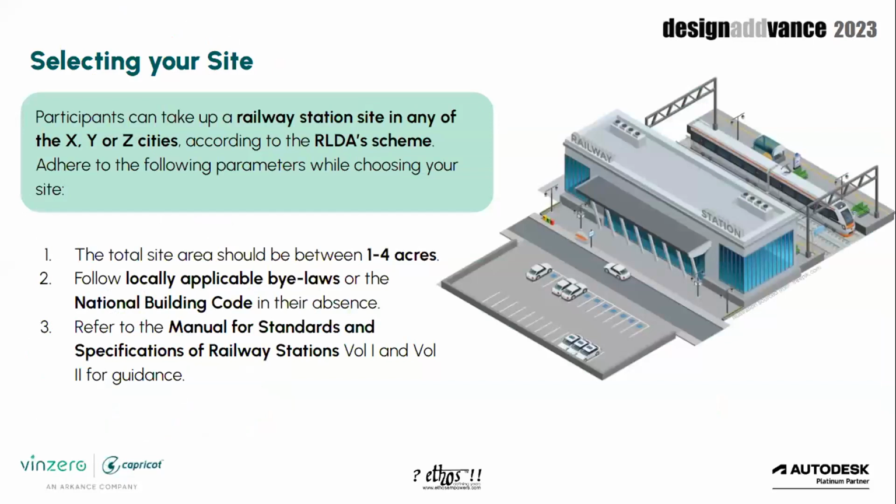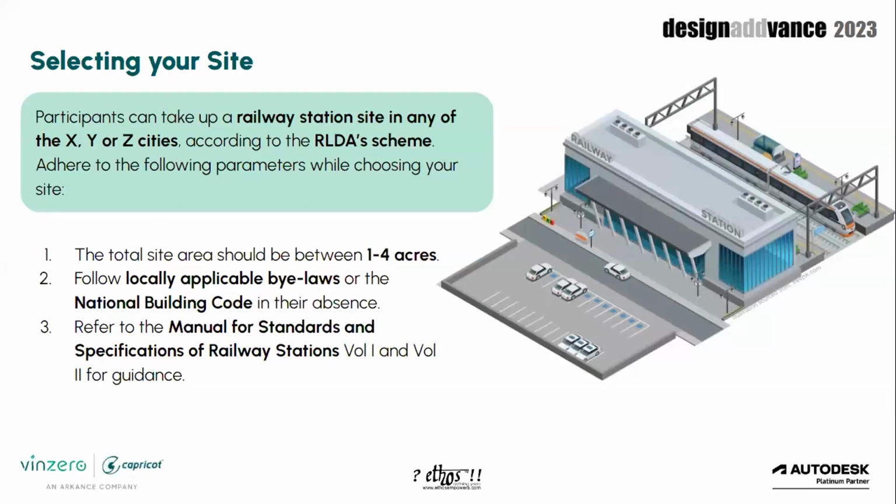How do you go about selecting your sites? Either you can choose the RLDA list of sites that are attached with the design advanced brief, or if you're choosing your own site, let's say you have a site that you think needs interventions, that is the kind of intervention stated in the design advanced brief, but you cannot find it in the RLDA list, you can still pick the site, just that you'll have to justify the reasoning and the necessity of such an intervention.